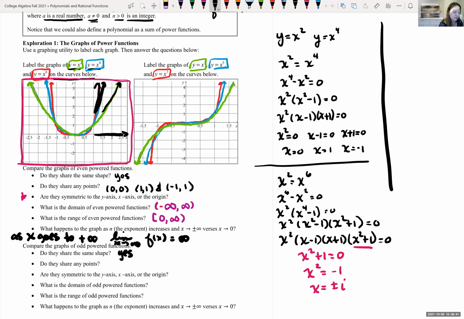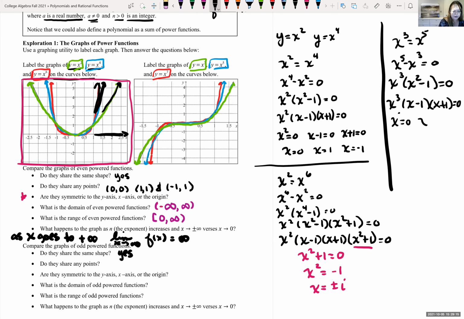So let's say we had x cubed equals x to the 5th. Get everything to one side of our equation, so let's subtract x cubed. So we got x to the 5th minus x cubed equals 0. Let's factor out an x cubed. So we have x cubed times x squared minus 1 equals 0. X squared minus 1 again factors as x minus 1, x plus 1. X cubed equals 0 when x is 0. X minus 1 is 0 when x is 1. And x plus 1 is 0 when x is negative 1.